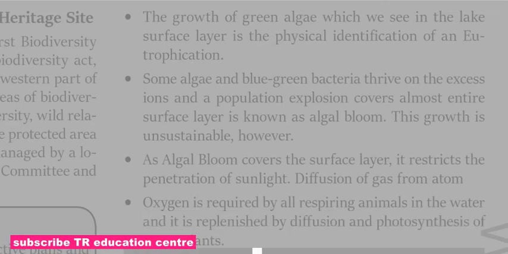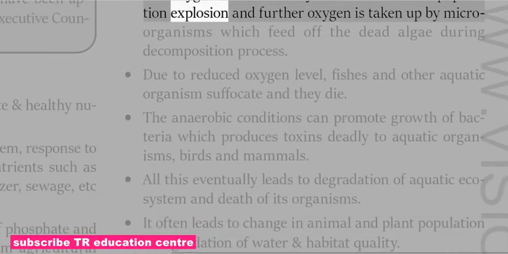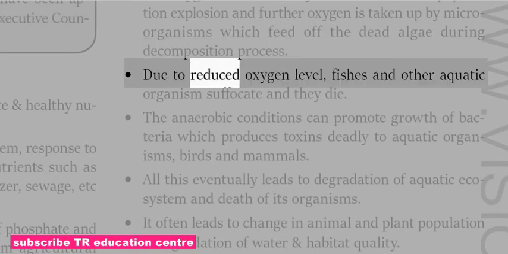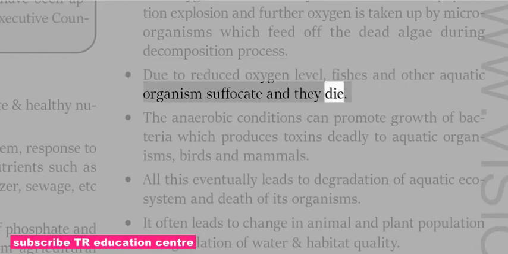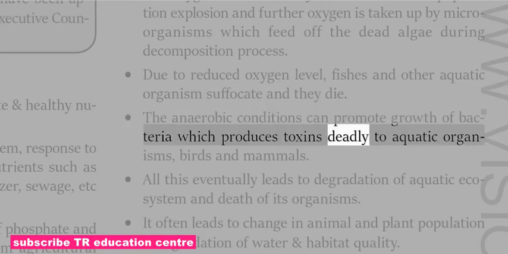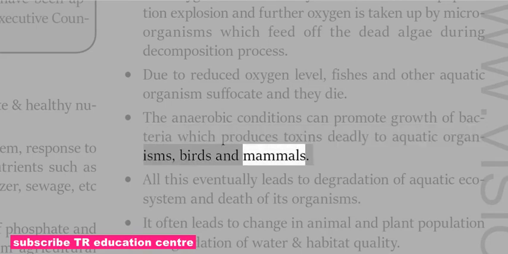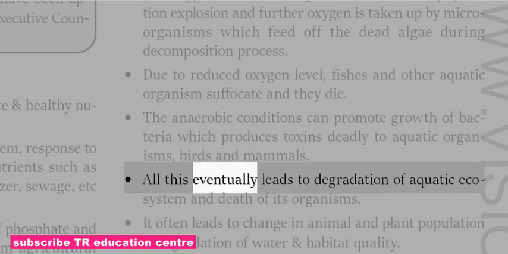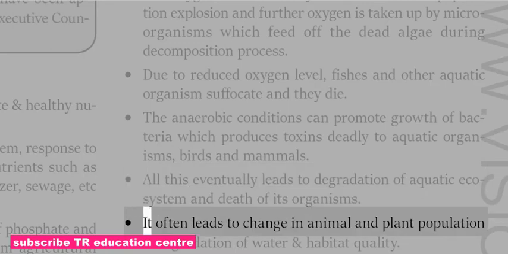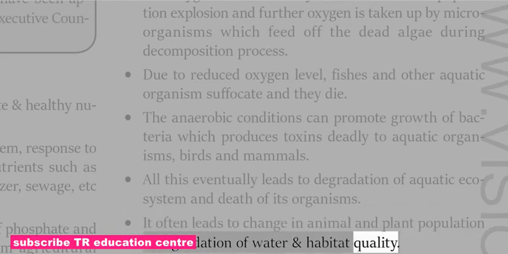The oxygen level is already low because of the population explosion, and further oxygen is taken up by microorganisms which feed off the dead algae during the decomposition process. Due to reduced oxygen level, fishes and other aquatic organisms suffocate and die. The anaerobic conditions can promote growth of bacteria which produce toxins deadly to aquatic organisms, birds and mammals. All this eventually leads to degradation of the aquatic ecosystem and death of its organisms. It often leads to change in animal and plant population and degradation of water and habitat quality.